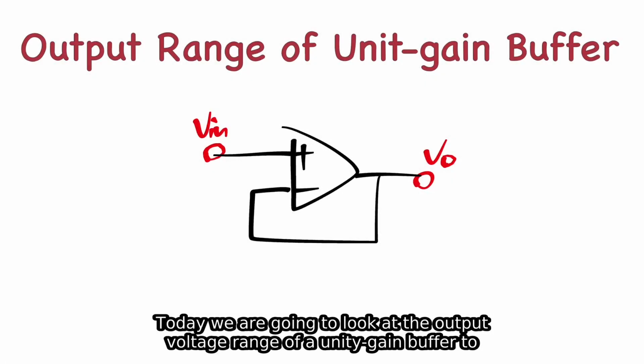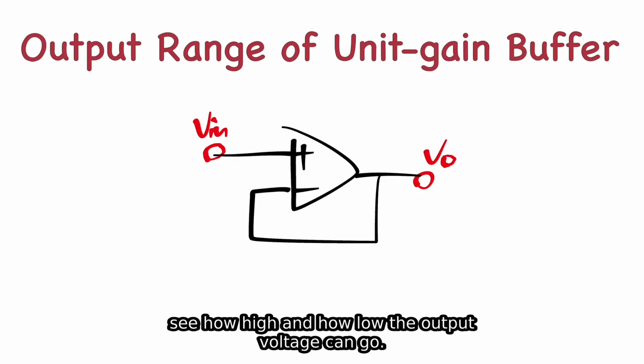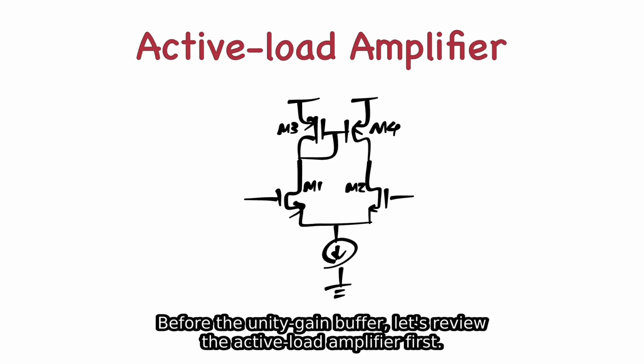Today we are going to look at the output voltage range of a unity gain buffer to see how high and how low the output voltage can go. Before the unity gain buffer, let's review the active low amplifier first.